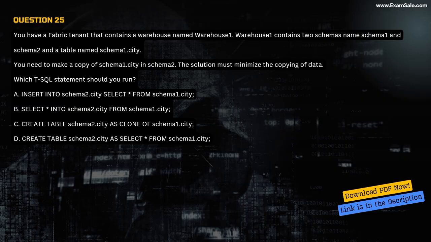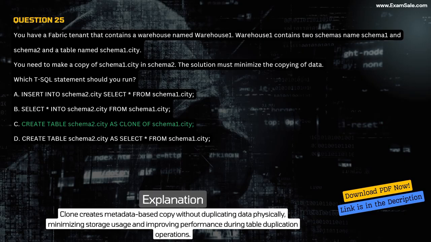Correct answer C. Create table Schema2.city as clone of Schema1.city. Explanation. Clone creates a metadata-based copy without duplicating data physically, minimizing storage usage and improving performance during table duplication operations.